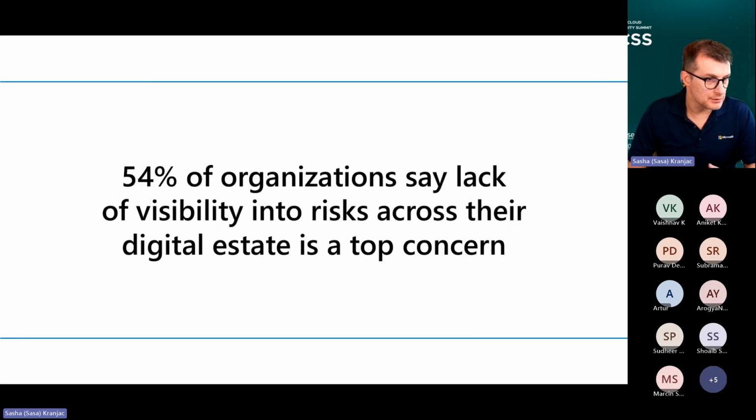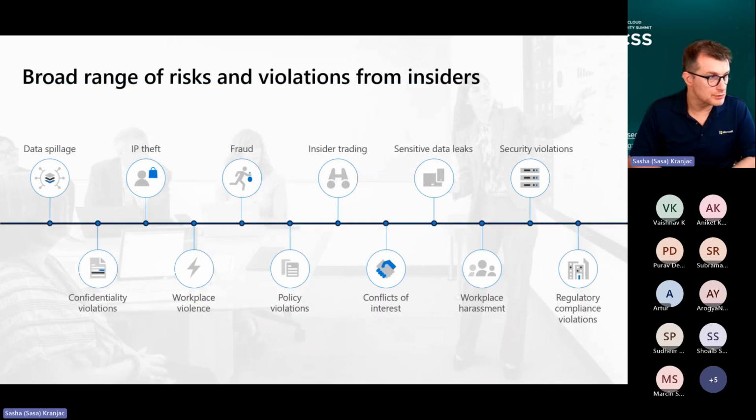And as I mentioned, over half of organizations say they're worried about knowing where the data is. Without visibility and tools to discover it, we won't be able to do that. There is a broad range of risks and violations from insiders. We know from our experience that it's hard to maintain trust without the right visibility, process, and control. However, the effort to identify these risks and violations is not simple and not trivial.